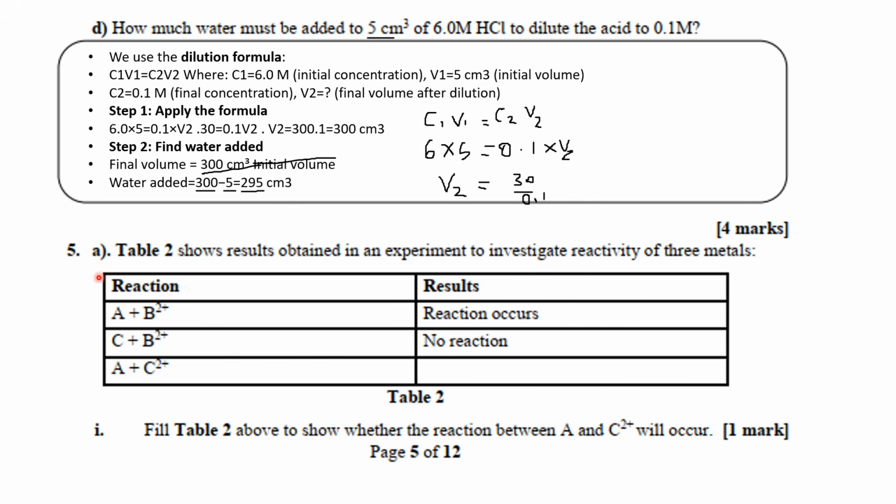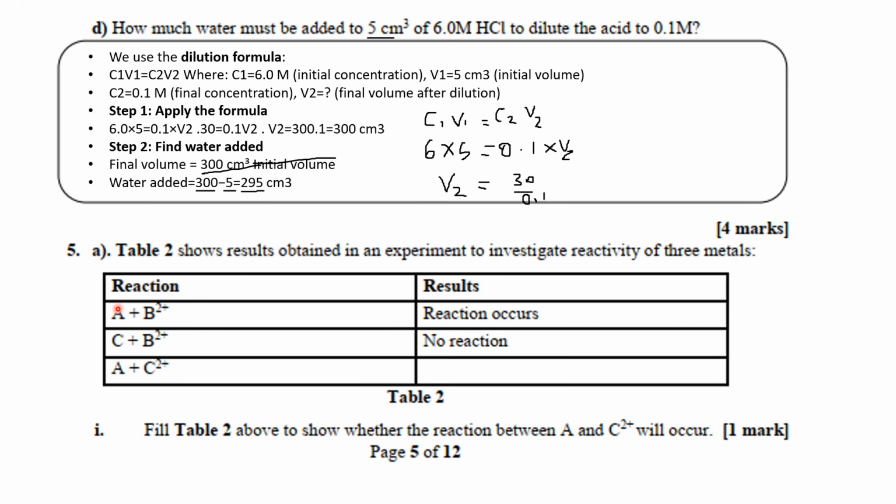Table 2 shows results obtained in an experiment to investigate reactivity of 3 metals. We are not told what these metals are, but we can assume that the metals are A, B, and C.